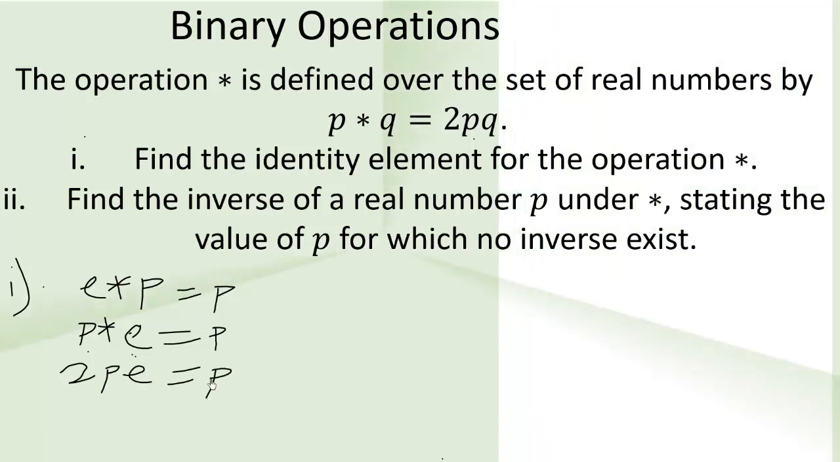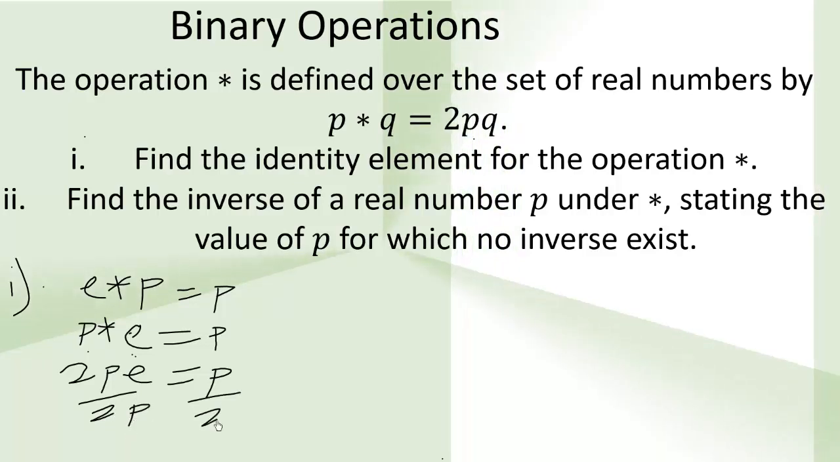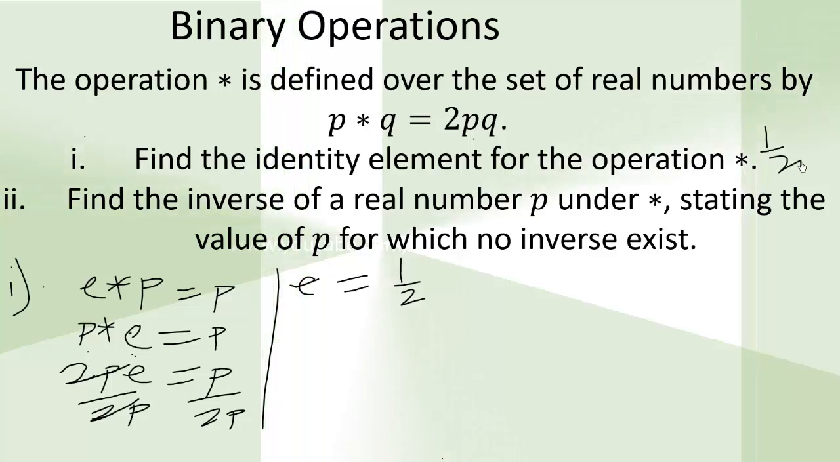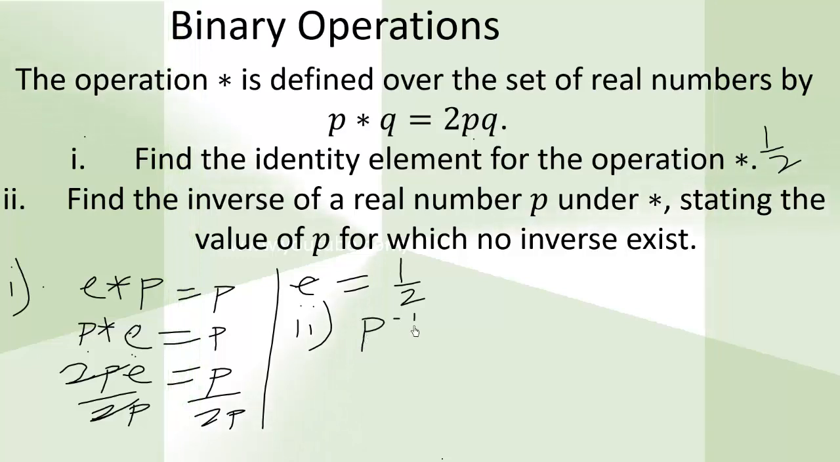So dividing through by 2P, you realize that E, the identity element, will be equal to 1 over 2. So that is the first part, the identity element is 1 over 2. Then we have to find the inverse of a real number P under star.